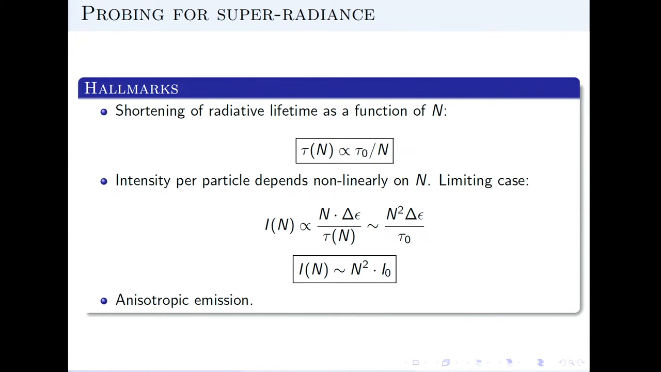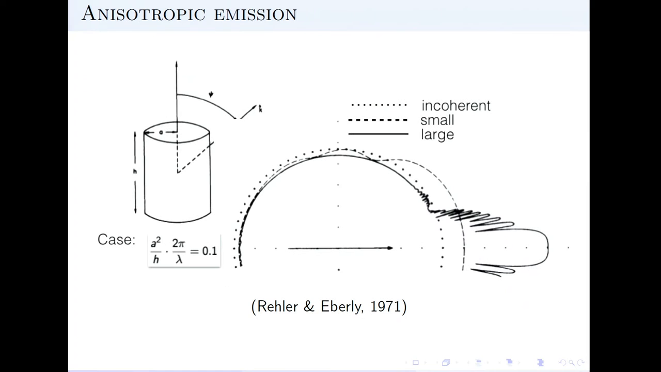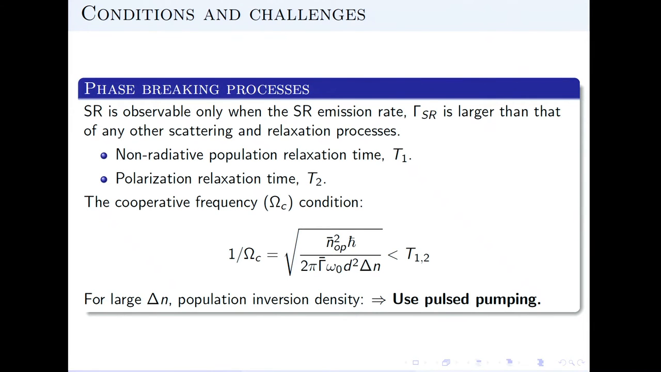So we will be looking at these two hallmarks: shortening of radiative lifetime as a function of N, and the intensity as a function of N, the number of chromophores. The anisotropic emission, we would like to look at it. We don't have the means right now. You have to do it in near field, so very close to the nanoparticle surface. But anyway, there are theoretical considerations that show that it should be quite directional, and from the point of view of brightness, that's an important feature.